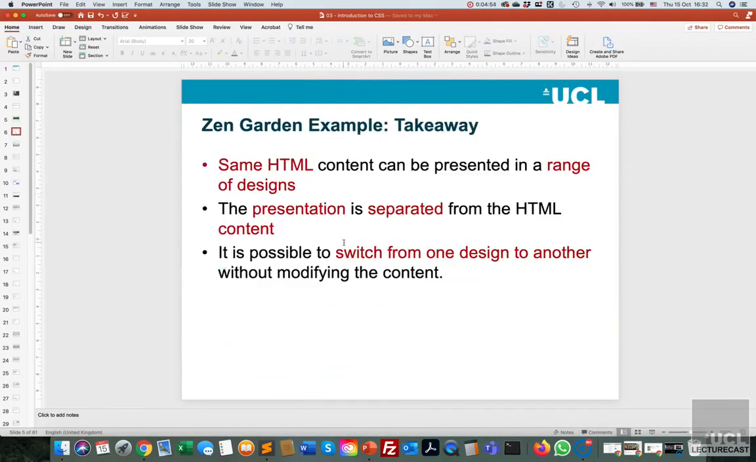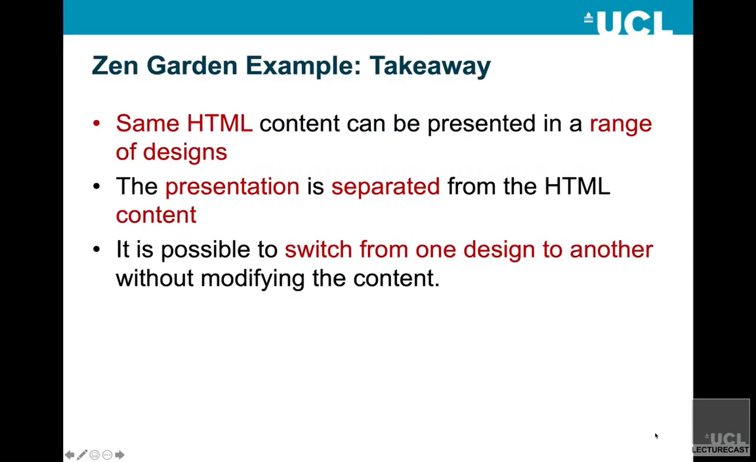Let's continue talking about the main takeaway messages that we should learn by looking at this example of the Zen Garden. What have we learned? The same HTML page can change dramatically if we're using a different CSS file in this case, or CSS rules in general. So HTML can be modified quite dramatically and be presented in various ways. The presentation can be separated from HTML content, and we saw that with the option of having an HTML file that can be downloaded and a CSS file that can be updated and maintained completely separately from the content itself. We also saw that it's possible to switch from one design to another without a huge amount of effort. All we need to do is to associate our HTML page with another CSS file.